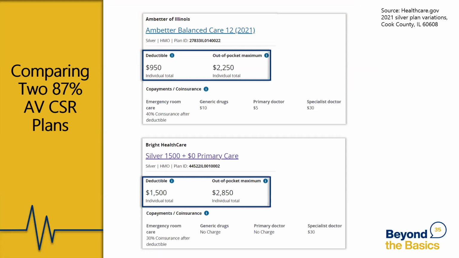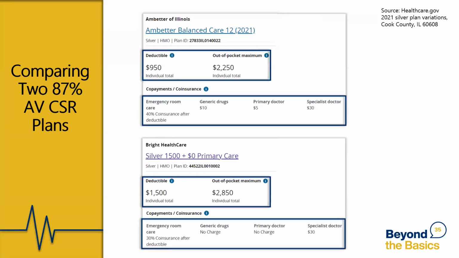So let's compare the two plans we just looked at with the second level of CSRs, which means both plans have 87% AV. As you can see, the Better plan has a lower deductible and a lower out-of-pocket limit than the Bright Healthcare plan. But the Bright Healthcare plan has lower co-payments and co-insurance than the Better plan. For example, the Better plan has a $10 co-payment for generic drugs, while the Bright Healthcare plan has no co-payment or co-insurance for generic drugs.